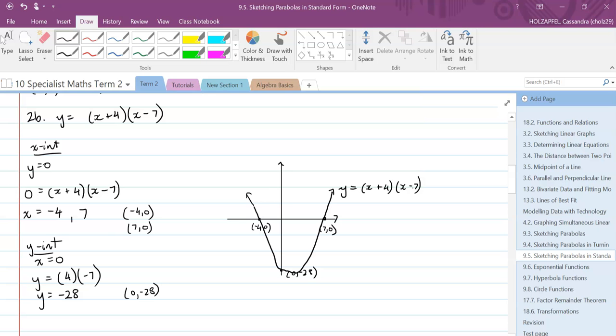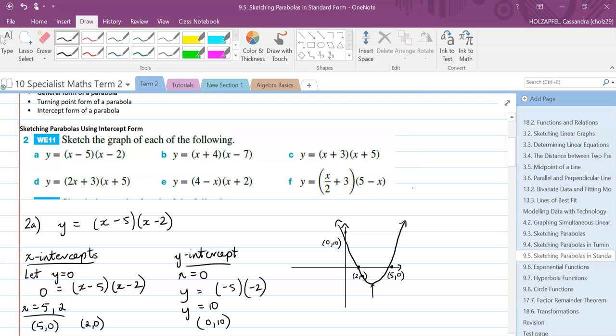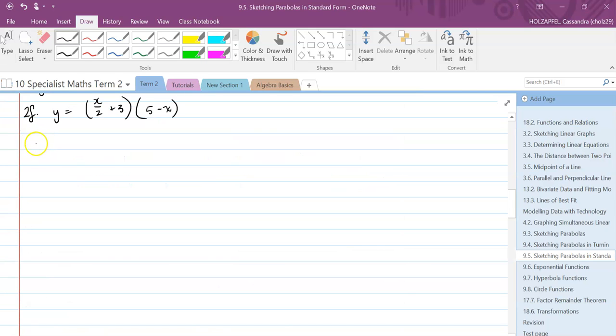Let's just do one more example. Let's pick a slightly trickier one though. I think we might pick 2f. Okay, last one. So again, we'll start off with our x-intercepts. So when y is equal to 0. And again, we can use our null factor law to help us to solve this.